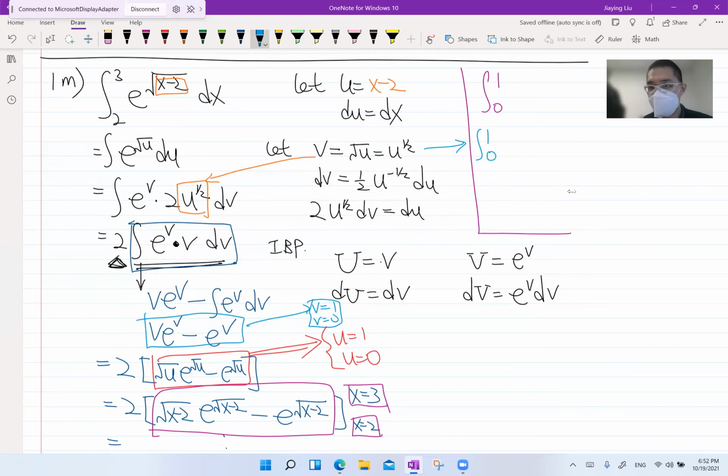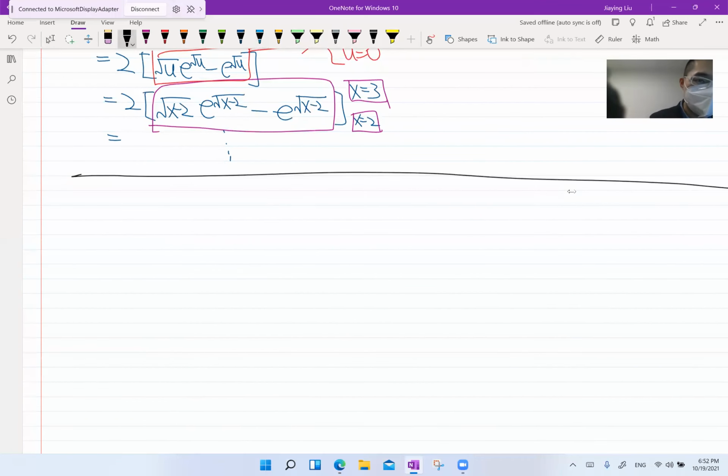All right. So this is 1m. We have 1j. 1j, I think, is a good question because it practices a different type of technique that we haven't really done today, but you have definitely seen this before. So we have the integral dx over square root of 1 minus 4x squared.